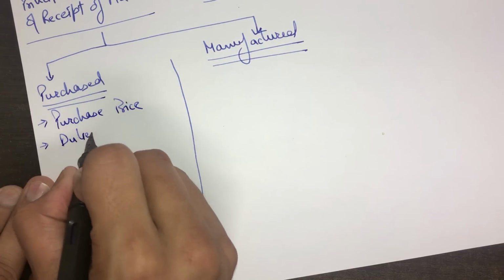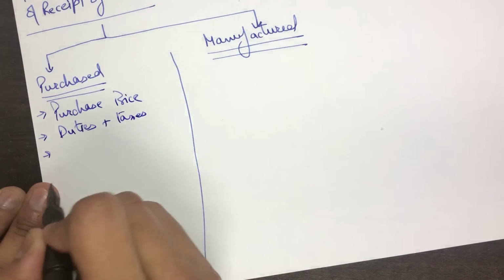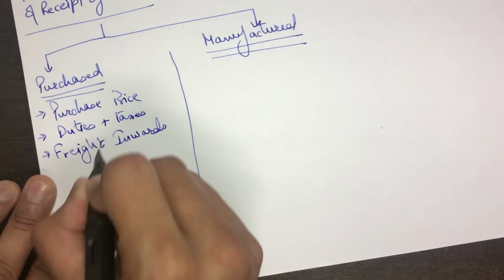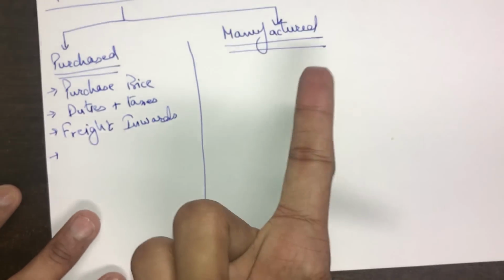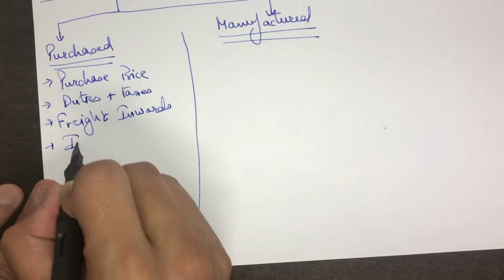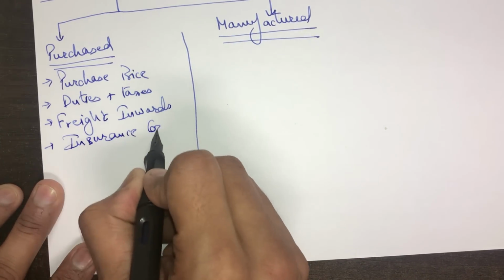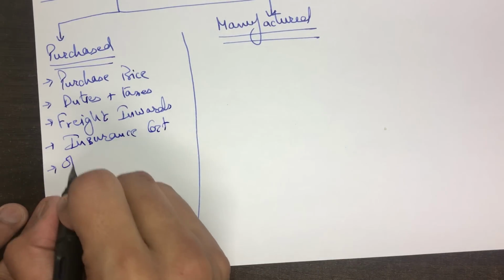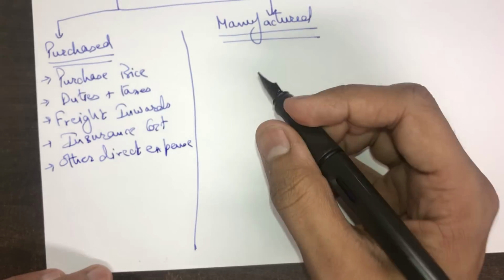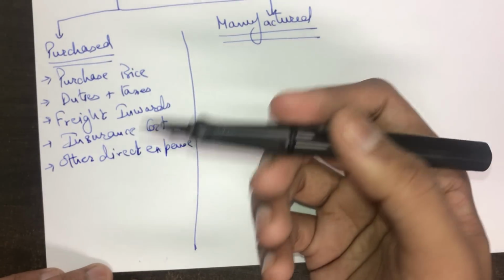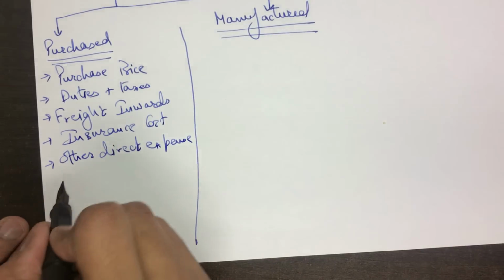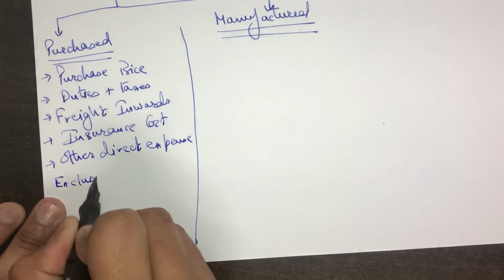Number 2, duties and taxes which you have paid for purchasing this material. Number 3 will be freight inwards. Please note that freight inwards form part of the material cost. However, freight outwards do not form part of the cost of production or the material cost, but it forms part of cost of sales. Then insurance cost. If you have incurred any insurance cost, then it will be added. Then any other direct expenditure which is attributable to specifically obtaining the material will be added while computing the material cost. So these are the elements which are to be included while computing the purchase of material cost.